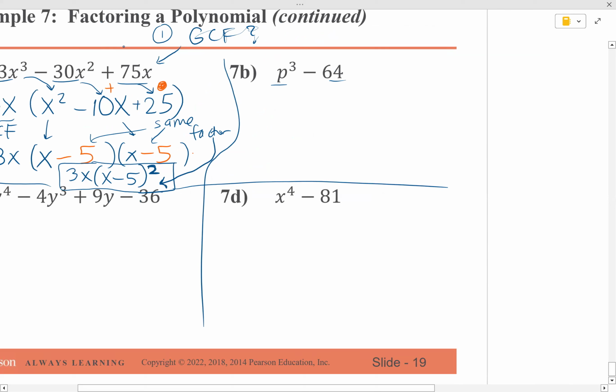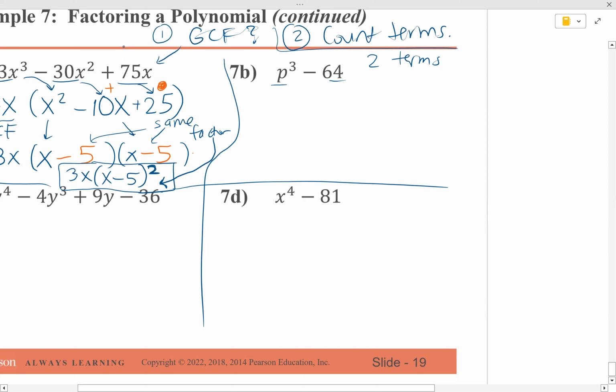In this case, no, there's no GCF. So now I count the terms. Count the terms. And then as we went along in these 7 techniques, we talked about which of them had 2 terms, which had 3 terms. Now this has 2 terms. This particular one in example 7b, 2 terms.